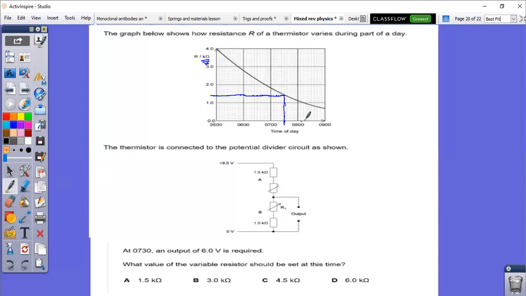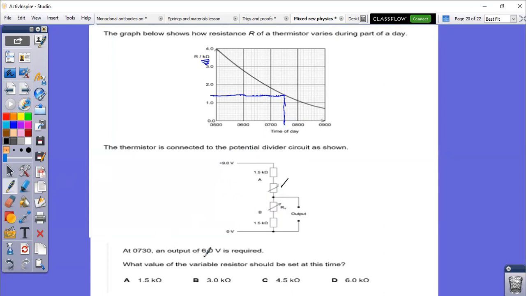So let's just read this, okay? The thermistor is connected to the potential divider circuit. Where is the thermistor? There it is, okay? What voltage do we have? We've got 9 volts. There's 1.5 kilo ohms there. This is a variable resistor. That's a fixed resistor of 1.5 kilo ohms. And the output is being taken across these two resistors, meaning the variable resistor and the fixed resistor.